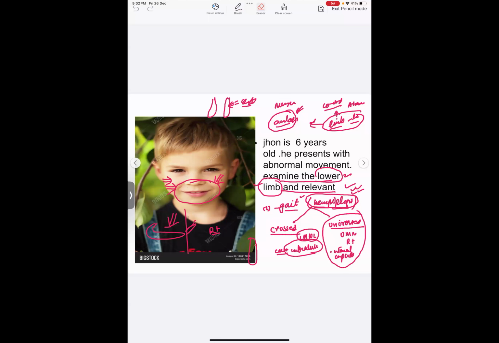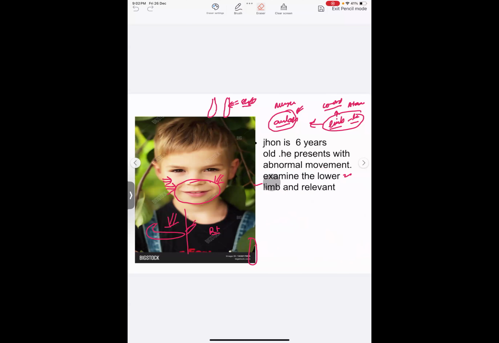Have you checked the back for scoliosis? I didn't check the back of the patient. Okay. Always ask the patient to touch your toes. That is important if you want to see whether it is an acute problem or chronic problem. When the problem is chronic, definitely due to sustained change of posture, there is some change in the position of the spine too.